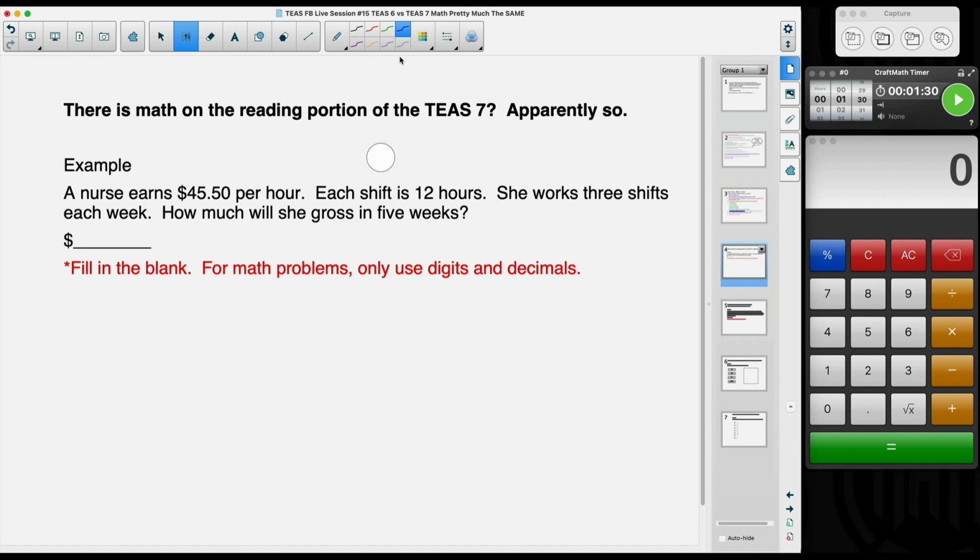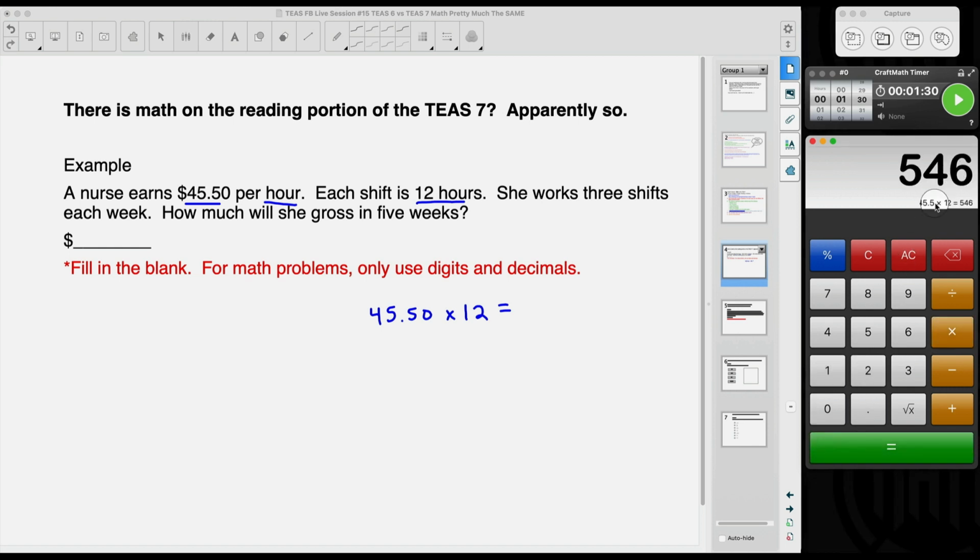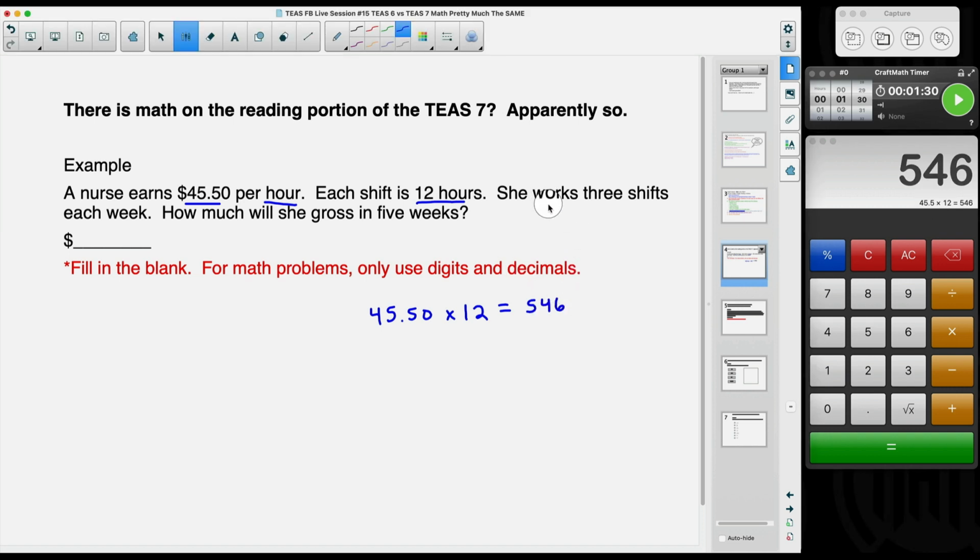And when it involves money, a lot of times we do think about multiplying and things like that. So if a nurse earns $45.50 for every hour that he or she works, and each shift is 12 hours. So right off the bat, I'm going to take the $45.50 and I'm going to multiply that by 12. And you can actually do this all in one swoop, but let me just kind of break it down for you. So $45.50 times 12, this is how much she's going to make per shift. $546.